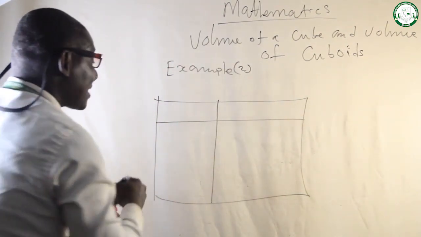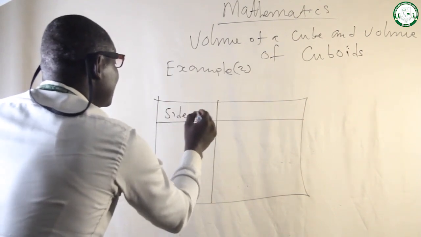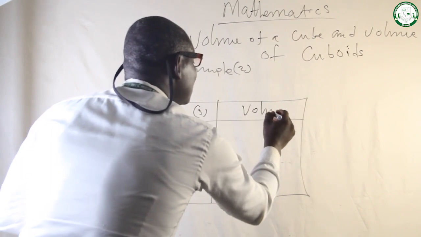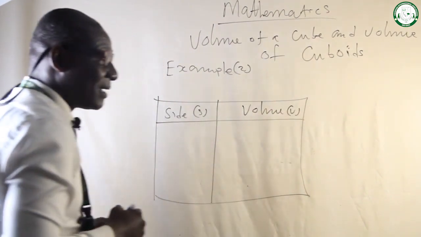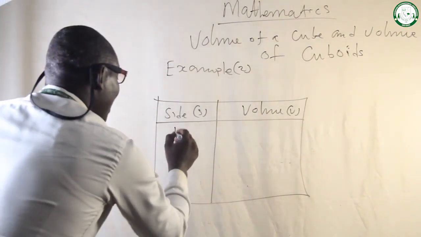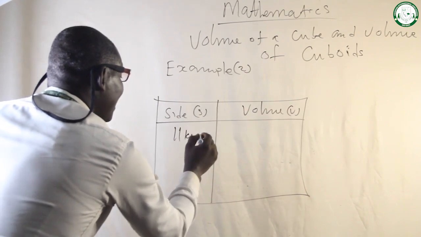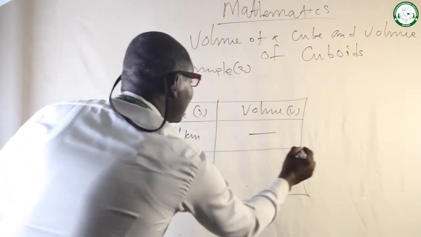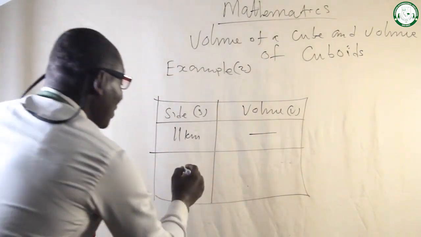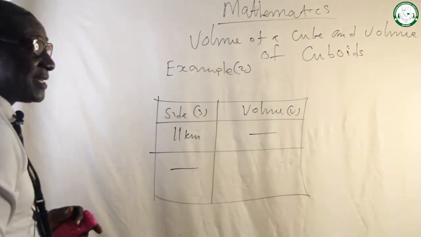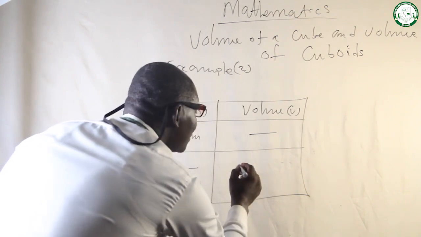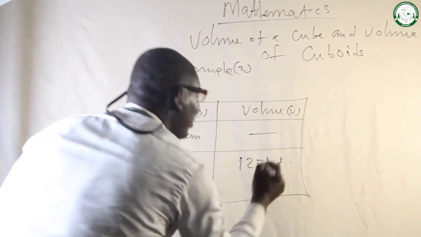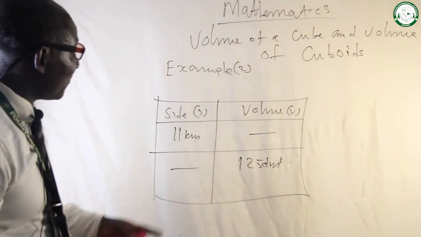We can even ask the size x. Also, we can use the volume V here. For instance, maybe here we are given something like 11 kilometer, and we have to find the volume. Another one, you can as well ask to find the size in which the volume is given as 125 dm cube. Now I want to solve the two.